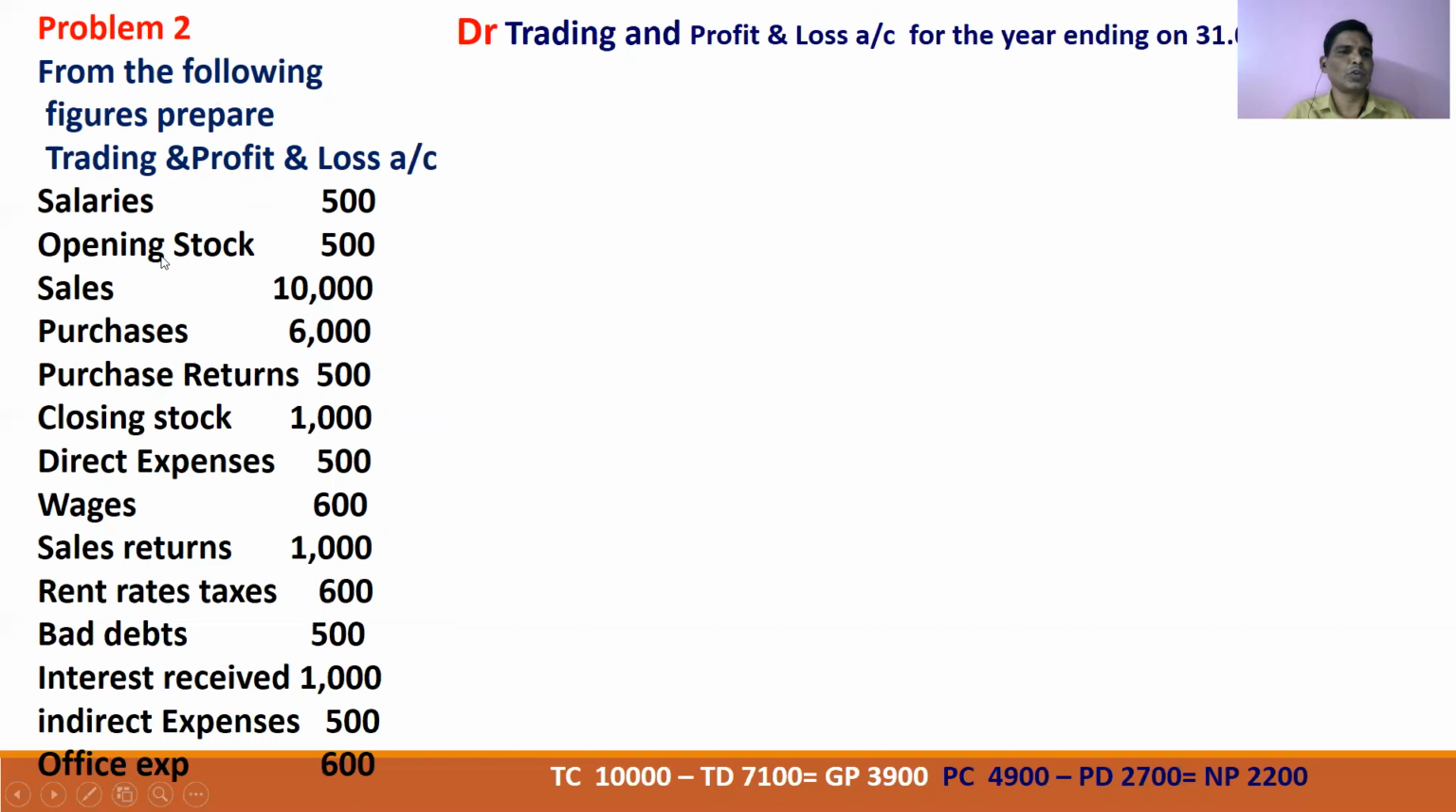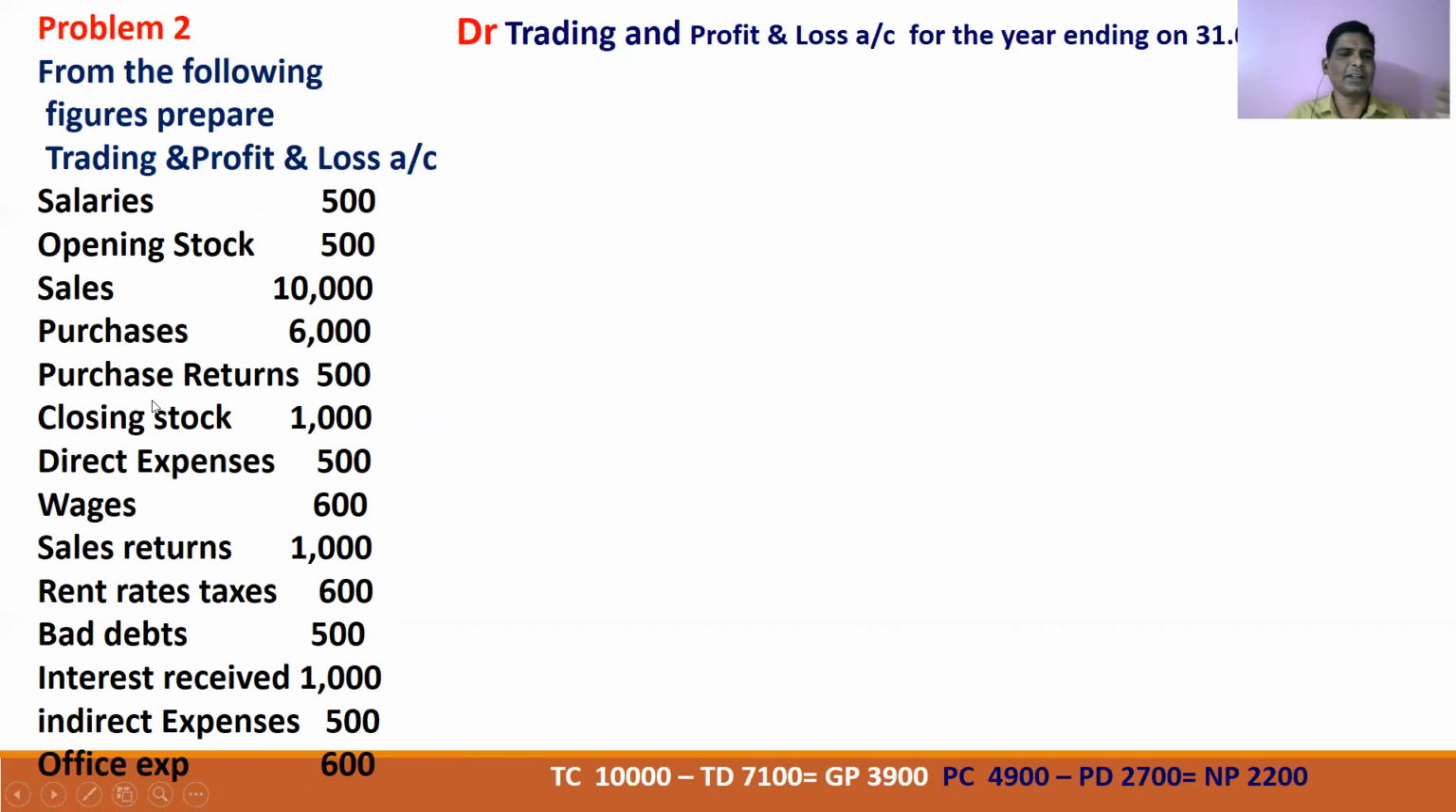Salary is 500, opening stock 500, sales 10,000, purchases 6,000, purchase returns 500, closing stock 1,000, direct expenses 500, wages 600, sales returns 1,000, rent rates taxes 600, bad debts 500, interest received 1,000, indirect expenses 500, office expenses. This is the problem. So in this problem we have 4 sections.